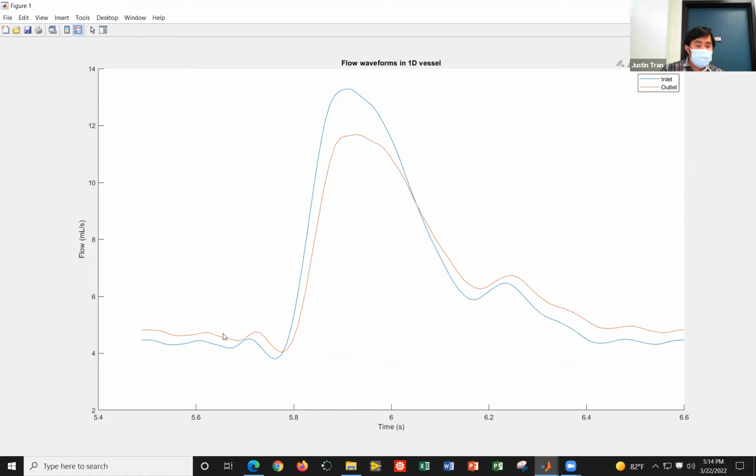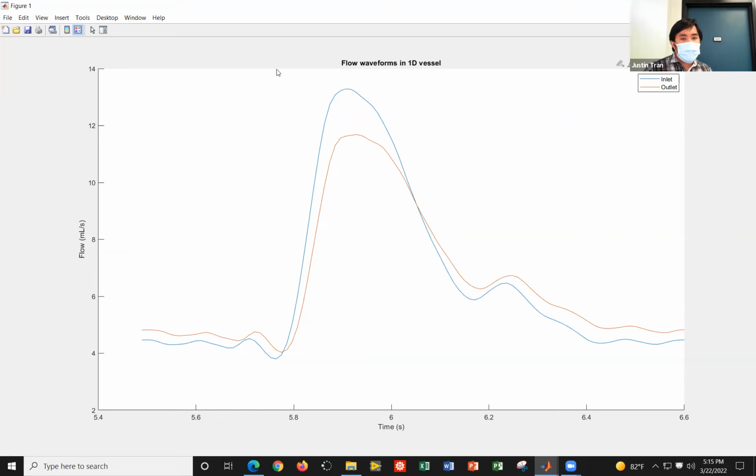Notice how they're different. If this were a rigid wall simulation, and the walls were not able to move, these two quantities should be right on top of each other, because whatever you put into a rigid model should come out. So that's conservation of mass. The fact that we don't have exact overlap shows that we have deformable walls.